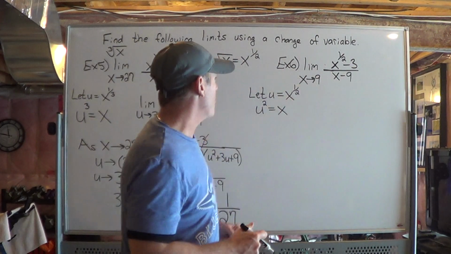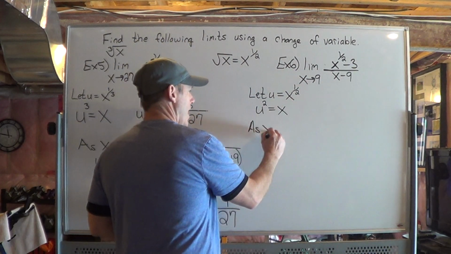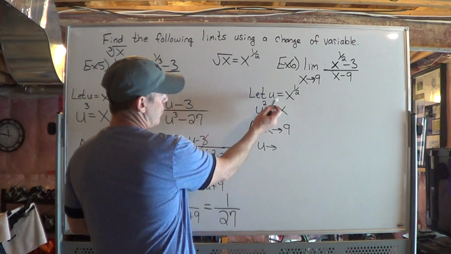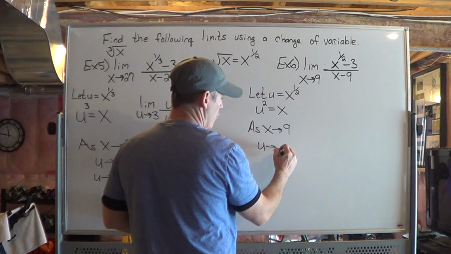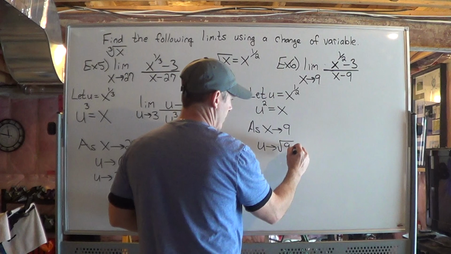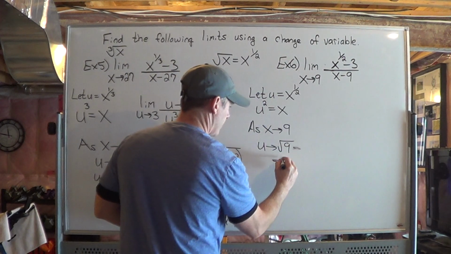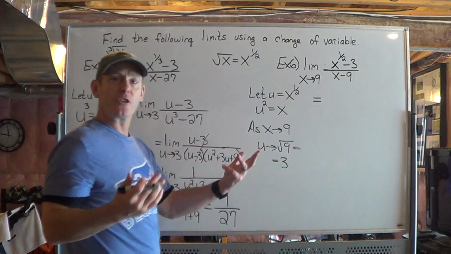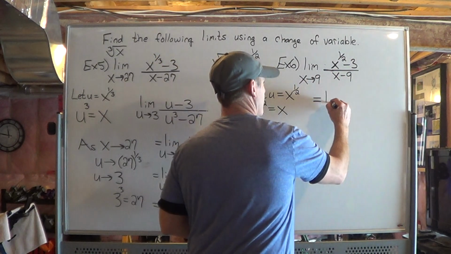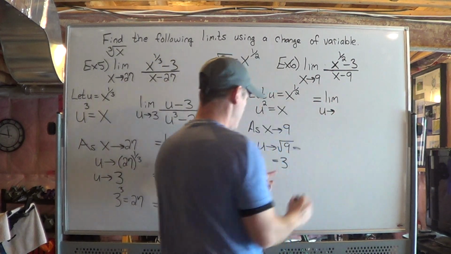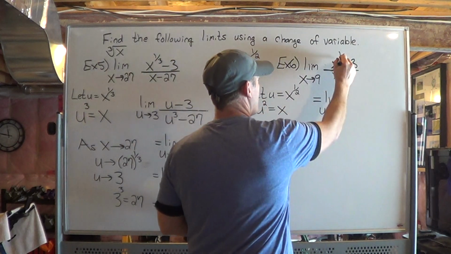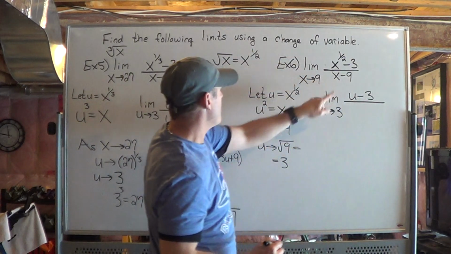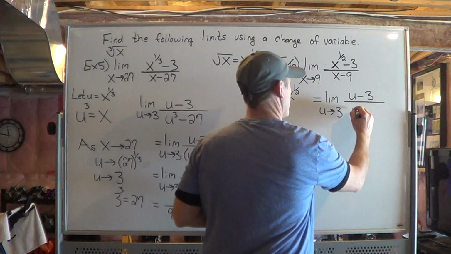But now I have to figure out my approaching. So as x approaches 9, u approaches, well, u is equal to x to the 1/2, or the square root of x. So I have the square root of 9, which would equal, of course, 3. So now I can rewrite my limit with my u's in there, my change of variable. I have my limit as u approaches 3. My numerator, x to the 1/2, is u minus 3. And in the denominator, x minus 9, well, what is x? u squared minus 9.